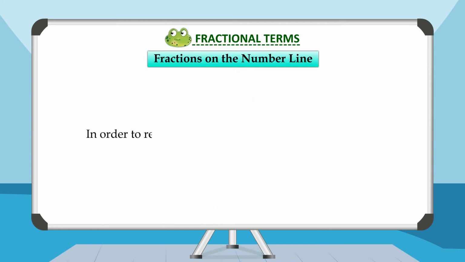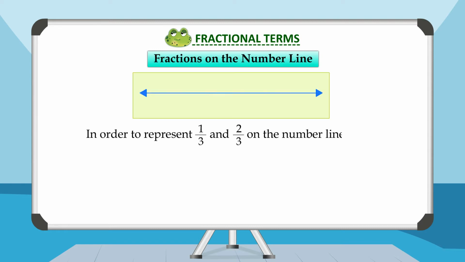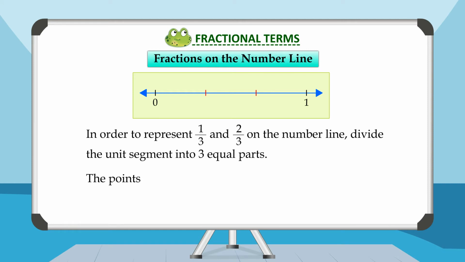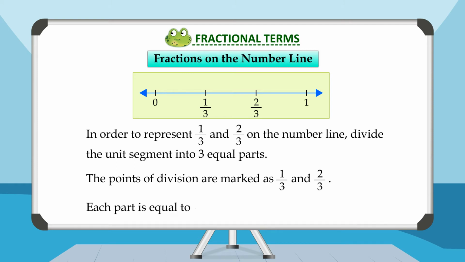In order to represent 1 upon 3 and 2 upon 3 on the number line, divide the unit segment into three equal parts. The points of division are marked as 1 upon 3 and 2 upon 3. Each part is equal to 1 upon 3.